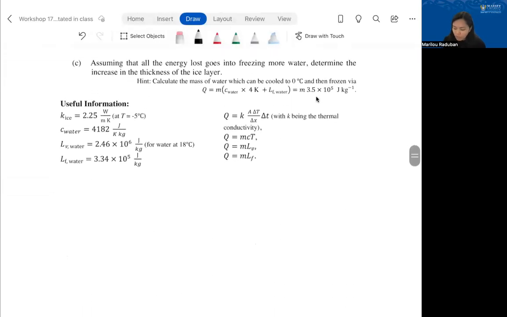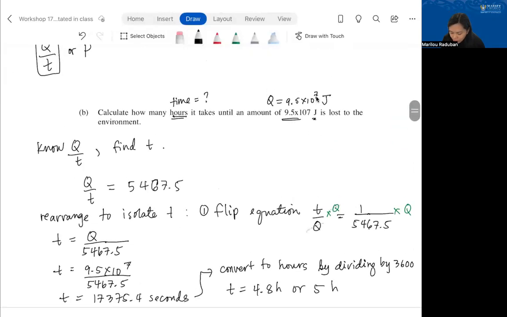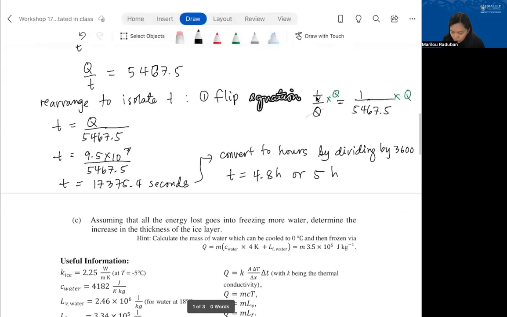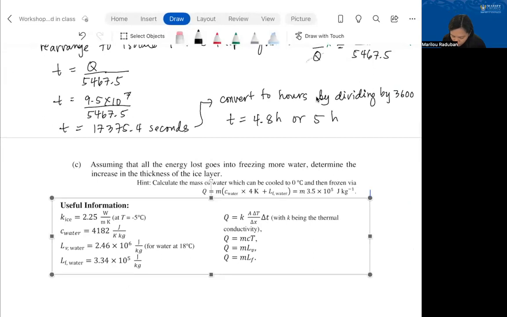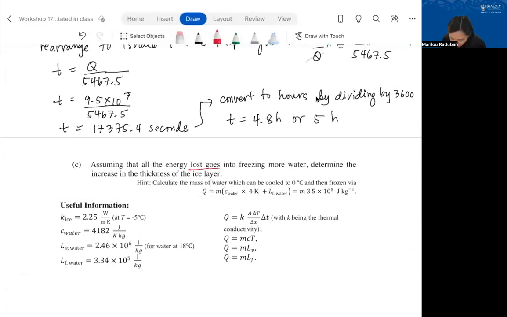So assuming all the energy goes into freezing more water, so the energy lost, meaning from the previous question, this 9.5 times 10 to the 7 joules. So energy lost, 9.5 times 10 to the 7 joules from the previous question. That's the amount of energy that's lost.